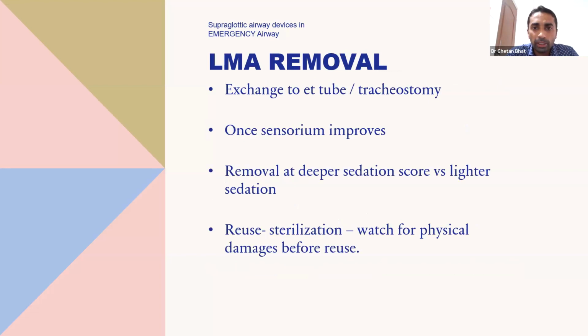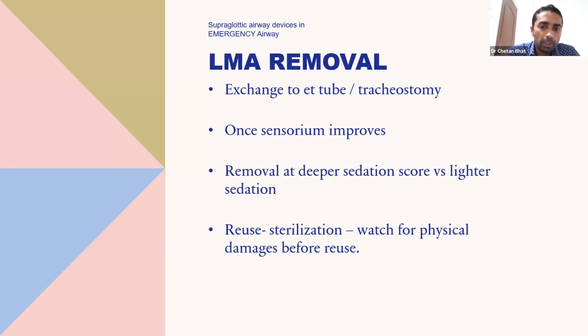Once the indication for LMA is achieved, we can exchange the LMA to an endotracheal tube or tracheostomy. Generally, an endotracheal tube number 6 passes through an iGel number 4, or there are specialized tubes with the fast track LMA or intubating LMA where you can exchange the endotracheal tube. Another option is to go for a definitive airway, including tracheostomy. We can also remove the LMA once the sensorium improves.